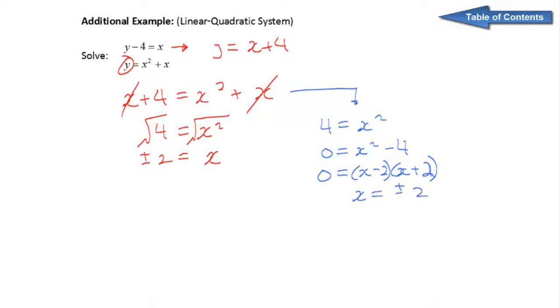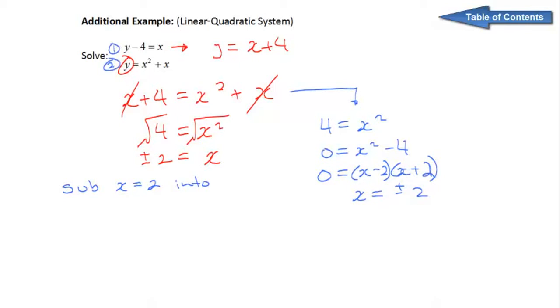So now that we know what our x coordinates are, we need to find the corresponding y coordinates. So I'll tell the viewer what we're doing. So we say sub x equals, let's do the positive 2 first, sub x equals 2 into equation. Oh, I haven't labeled them. Let's do that: 1 and 2.